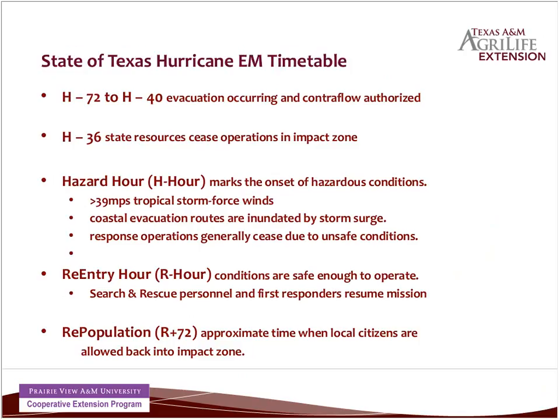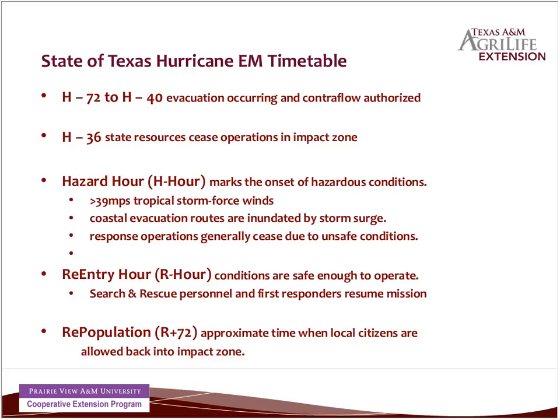We wanted you to know a little bit about the lingo and the timetables that the state of Texas, the Texas Division of Emergency Management, and the State Operations Center use as a timeline for hurricane response, recovery, evacuation, and sheltering. And we use some terminology. H is the H hour, and you can see they're described in the middle of the page. But H minus 72 to H minus 40 means 72 hours to 40 hours prior to the H hour. We see that the evacuation occurs and contraflow might be authorized. We'll learn about contraflow in a moment.